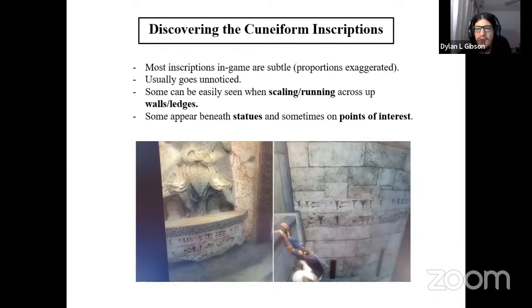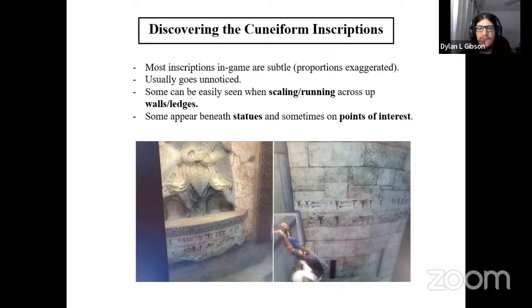I'm also going to do a more in-depth study of these. As I'm going and seeing more of them and playing through the game, I'm going to start analyzing them and deciphering them as well. As you can see, most of the in-game inscriptions are kind of subtle. Sometimes they're hidden in weird places. Sometimes you can see them, like when you're hanging here on the ledge, you can catch a glimpse of it, and usually it goes unnoticed, which I'll show you in the next picture as well.